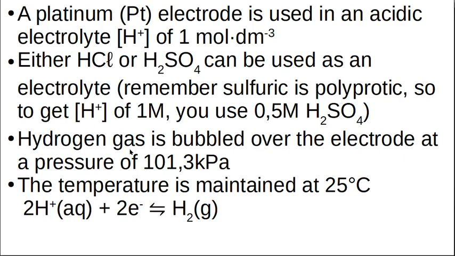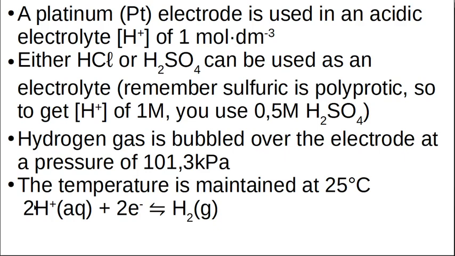And they bubble the gas over the electrode at atmospheric pressure, and you keep the temperature at 25 degrees, and then your reaction at this electrode will be 2 protons plus 2 electrons go to hydrogen, or the reverse. The hydrogen goes to the protons. Okay, depending on obviously what's in your other half cell. Is it copper? Is it iron? Is it zinc? Is it lithium?